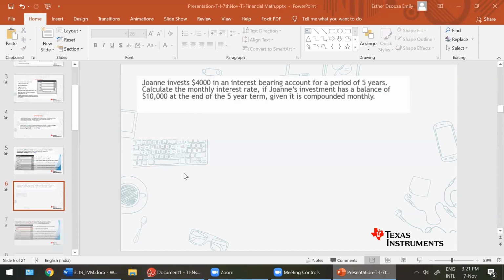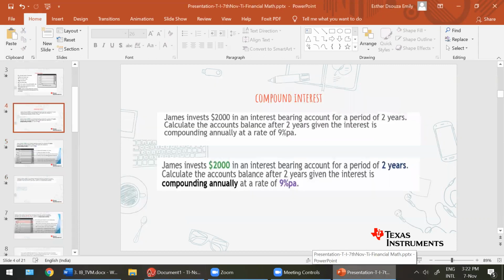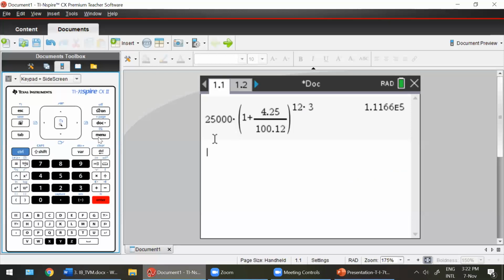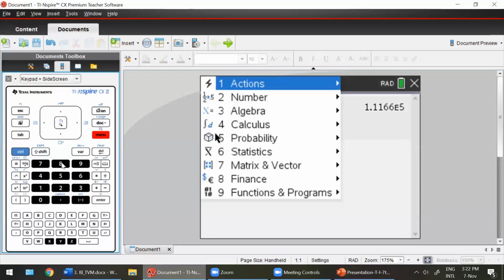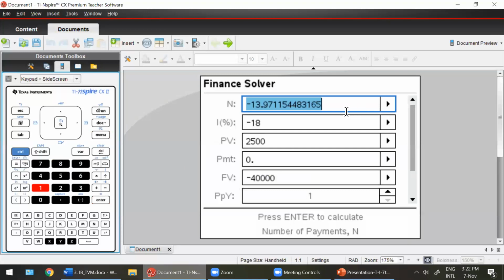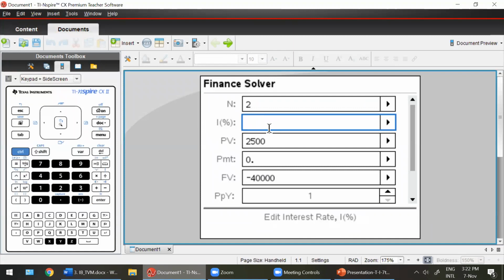Let me also go ahead and do this with you. So now you move to menu 8.1, remember, for finance. So finance solver, go ahead and enter those values. So what will N be? 2, right? The interest is 9, so go ahead and enter that. PV, that is your principal value, was negative 2000. Negative because the cash flow is moving out of James's hand in this case. PMT is 0, because there's nothing there that you're going to enter.